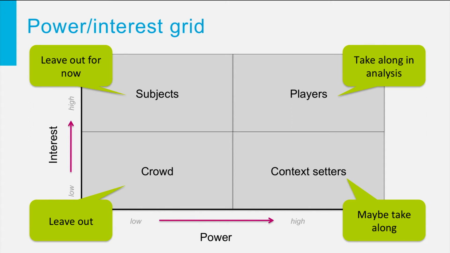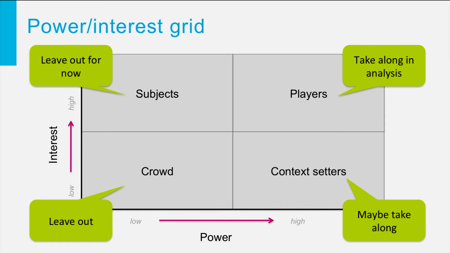Typically, in a power interest grid, we distinguish four categories of actors. The players, who might have high power, the means and the high interest. The crowd, with little or no means and low interest. The subjects, who have a high interest only, and the context setters, who have important means but little interest.